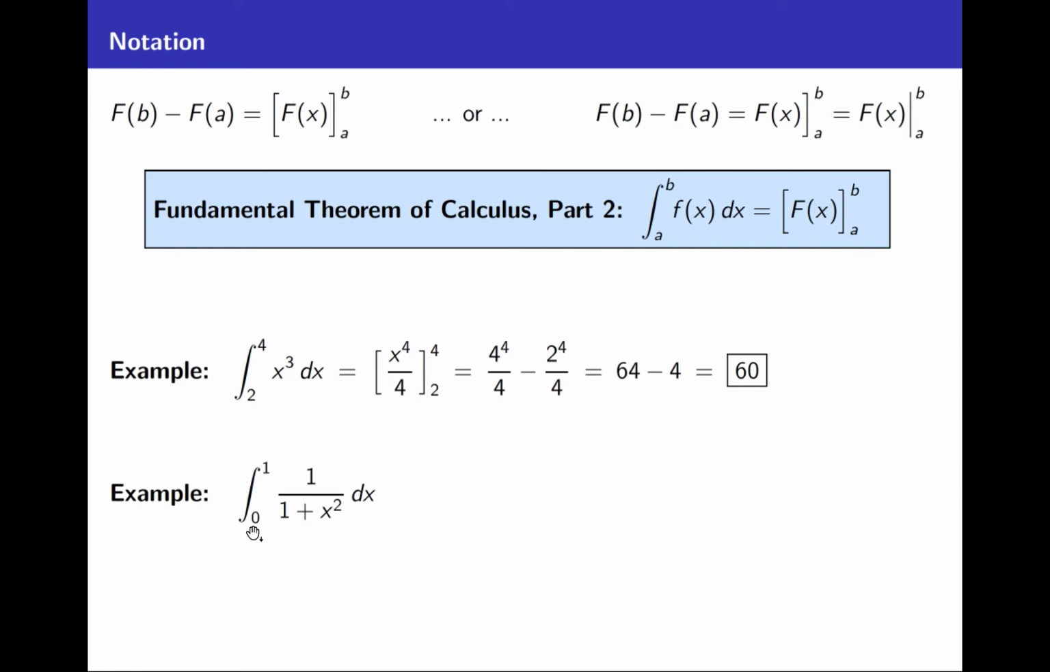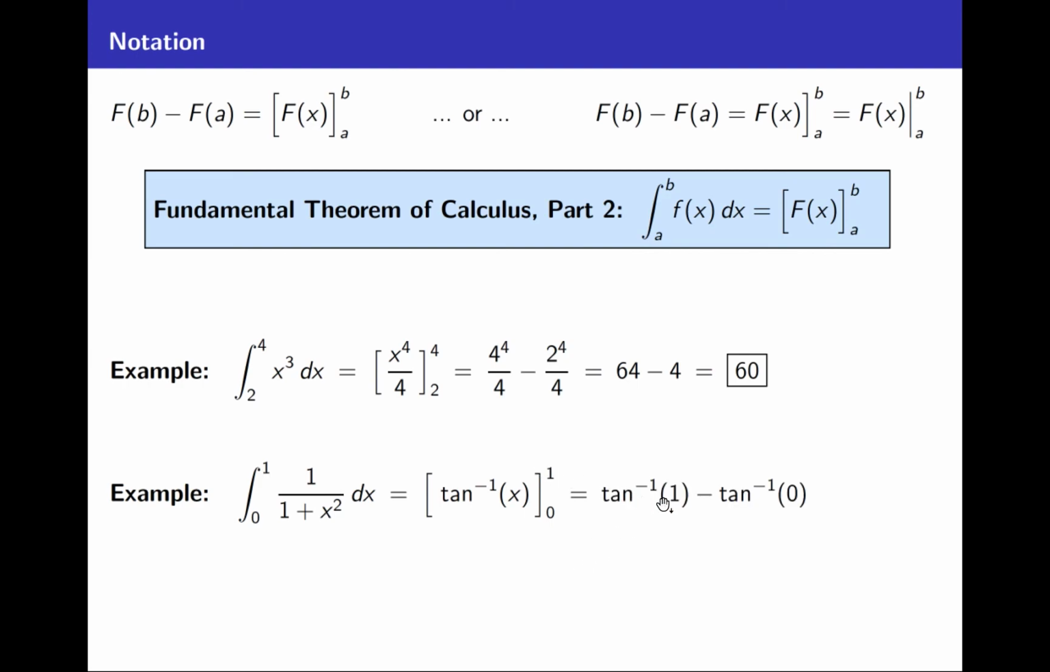Here's another example. The integral from 0 to 1 of 1 over 1 plus x squared dx. So according to the Fundamental Theorem of Calculus Part 2, we're looking for an antiderivative of 1 over 1 plus x squared to put here, and then we'll evaluate from 0 to 1. So what's an antiderivative of 1 over 1 plus x squared? If you think about it for a moment, you have an integral formula for that. An antiderivative of this function would be tangent inverse of x plus c, but again, the c is 0. So we just get tangent inverse of x from 0 to 1.